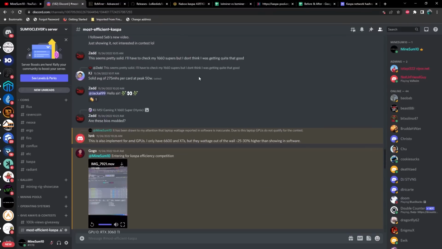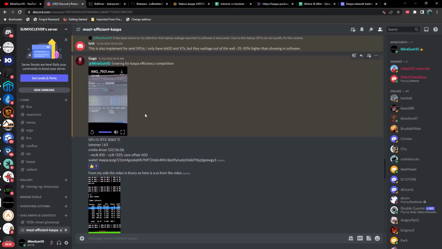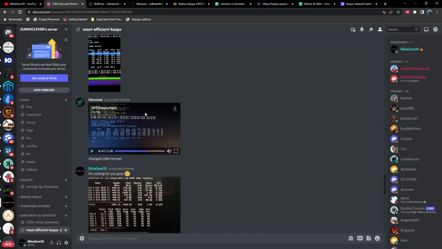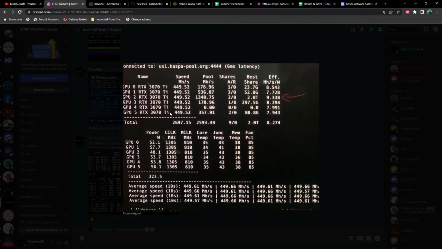But from what I can tell, according to GoGo, this is a discrete desktop graphics card, a 3060 Ti. He does say that he's got a ton of them, and the best he can get out of the rest of them is about 9.5 mega hash per watt, which is about the same as what I'm getting on a 3070 Ti. As you can see, this is Tatooine, and it's got 6 3070 Ti's, and the most efficient one comes in somewhere between 9.3 and 9.5, most of them getting over 8 mega hash per watt, which is awesome.